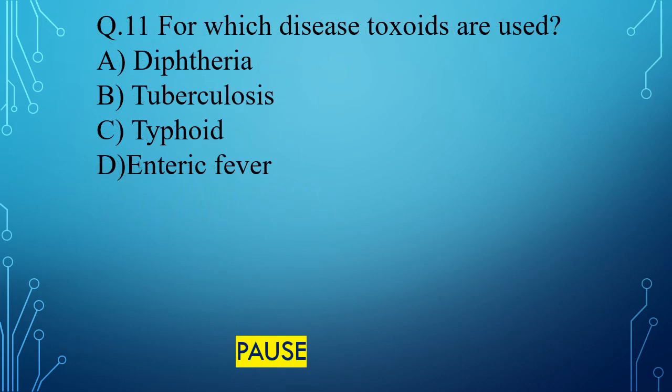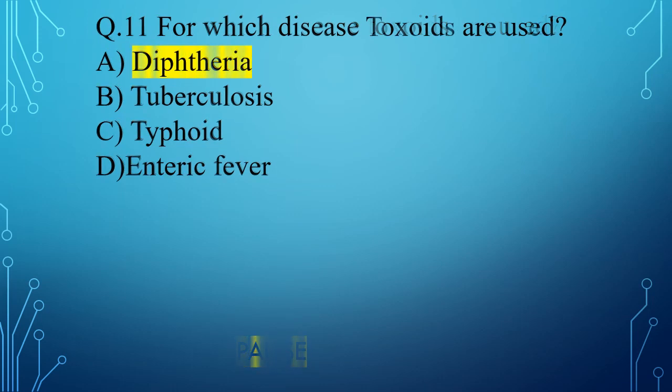Question number 11. For which disease are toxoids used? Option A diphtheria, option B tuberculosis, option C typhoid, option D enteric fever. And the right answer is diphtheria.